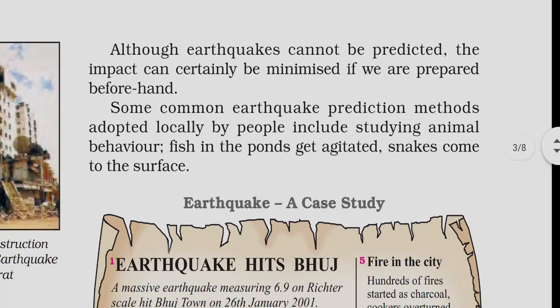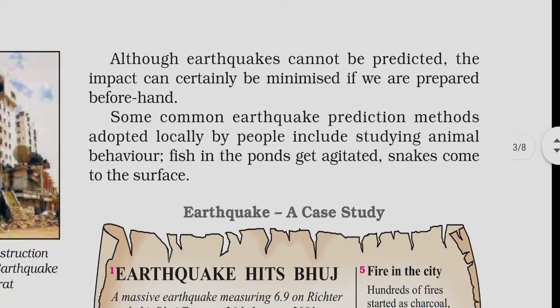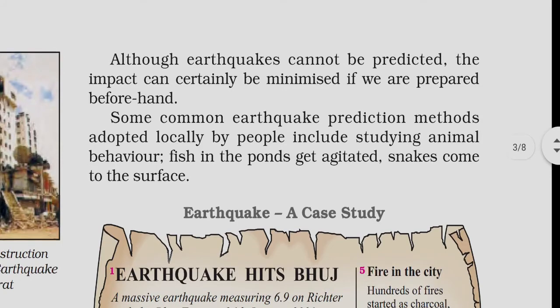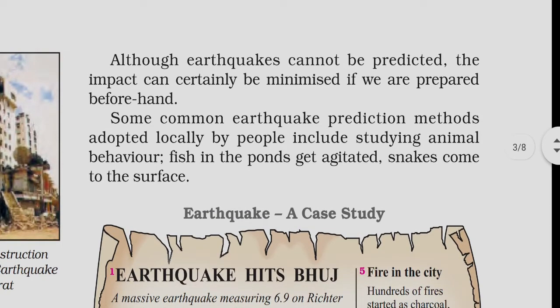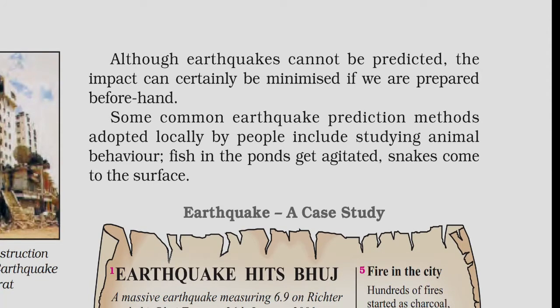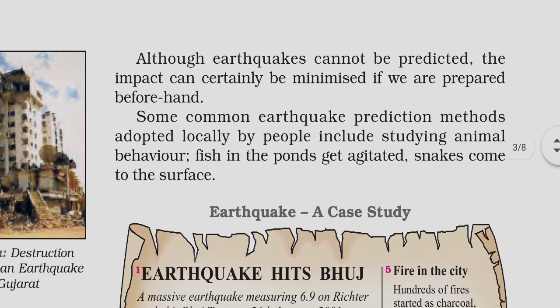Okay, some common earthquake prediction methods adopted locally by the people include studying animal behavior: fish in the ponds get agitated, snakes come out to the surface. So locally we can detect an earthquake by using animals. That means if a dog or cow gets agitated or violent, the fish in the pond get agitated and begin to run around the pond very fast, and the snakes get irritated and come out onto the surface. So these are some of the traditional methods adopted locally by the people.